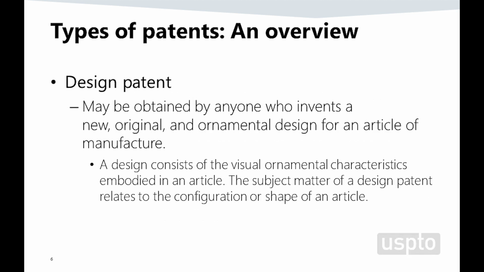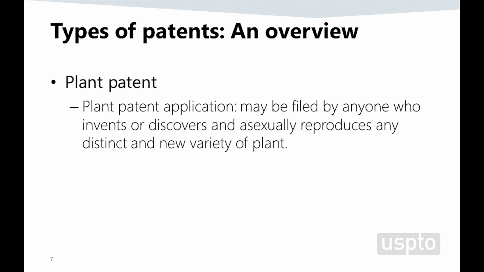A design patent may be obtained by anyone who invents a new or original ornamental design for a device or a manufactured article. The design usually consists of visual, ornamental characteristics embodied in the device or apparatus or article. In other words, the legal coverage for a design patent includes the look and feel of the device and not the device itself. Finally, a plant patent may be obtained by anyone who invents or discovers and asexually reproduces a distinct and new variety of a plant.